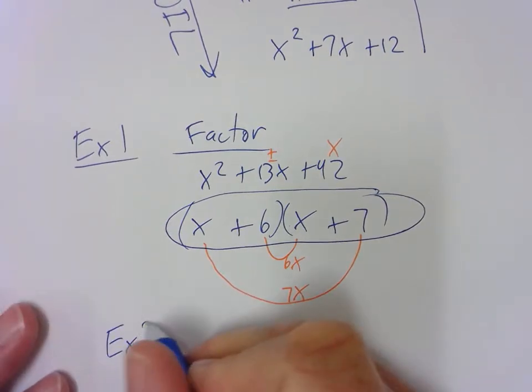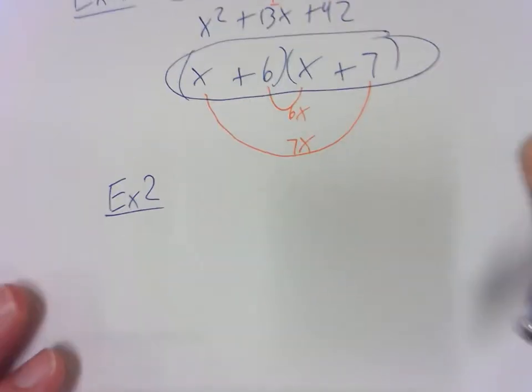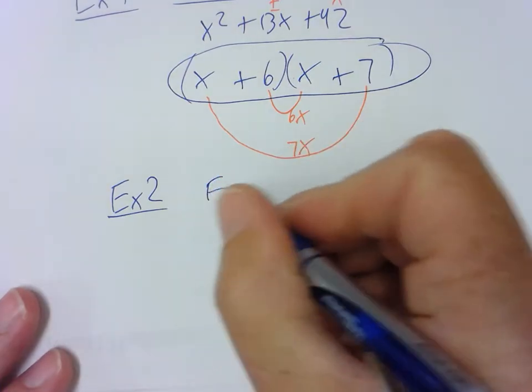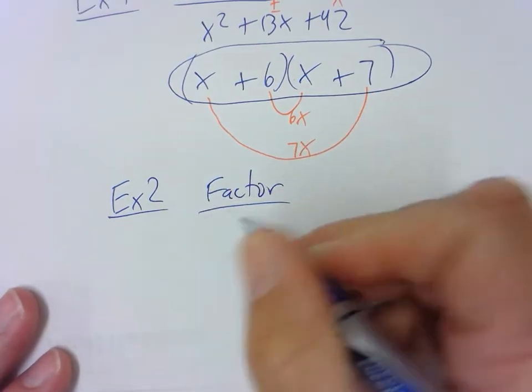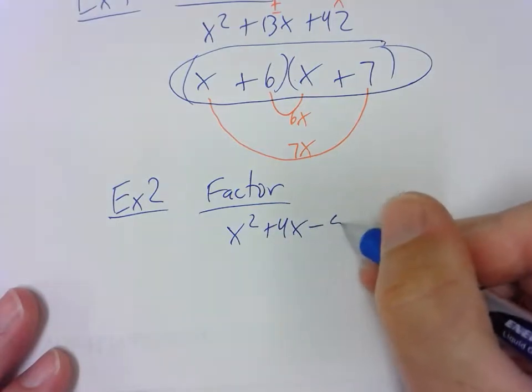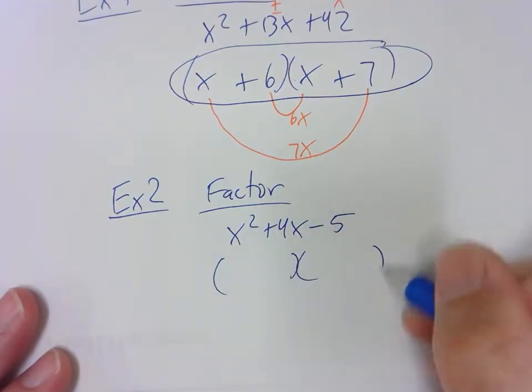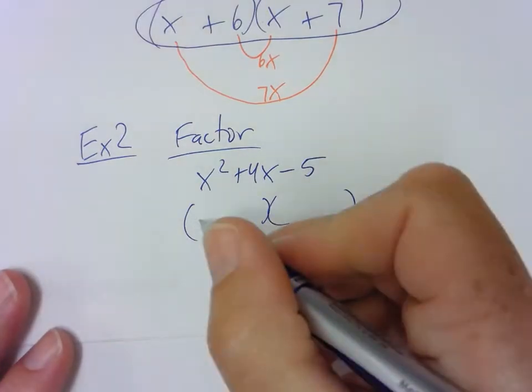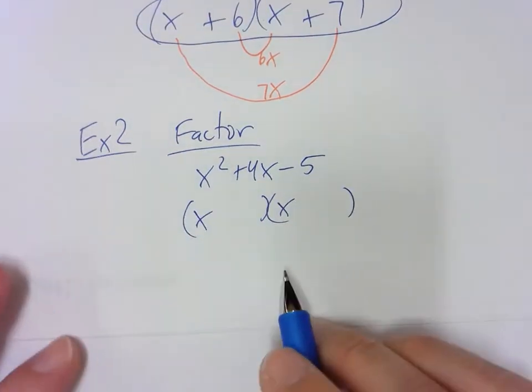Example number two. Example two, we're going to factor this, and it is x squared plus 4x minus 5. So I make my two sets of parentheses, put an x in each one. And this one's a lot easier.